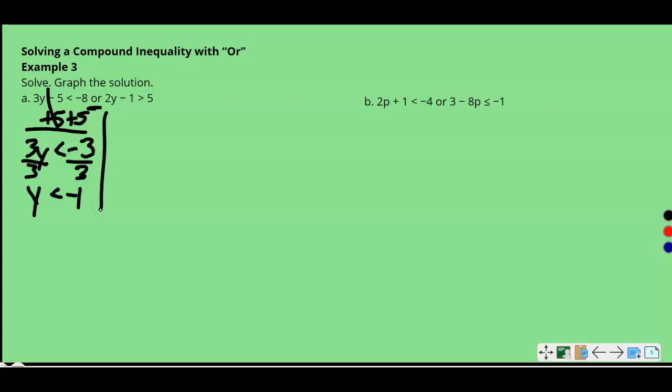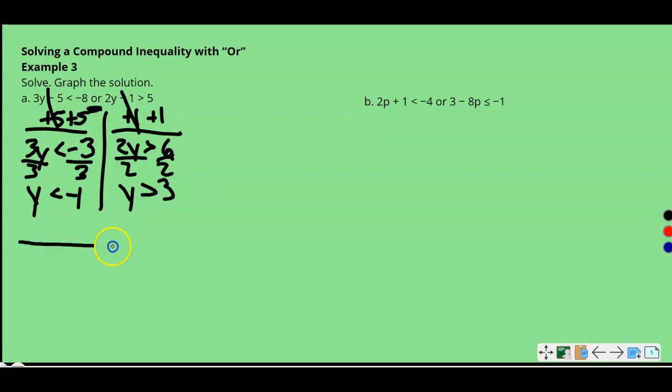Okay, or the second part, I'm going to add 1. I've got 2y. Bring down my greater than. 5 plus 1 is 6. Divide by 2. Y is greater than 3, since 6 divided by 2 is 3. All right, so I'm going to graph this to show the solution set.